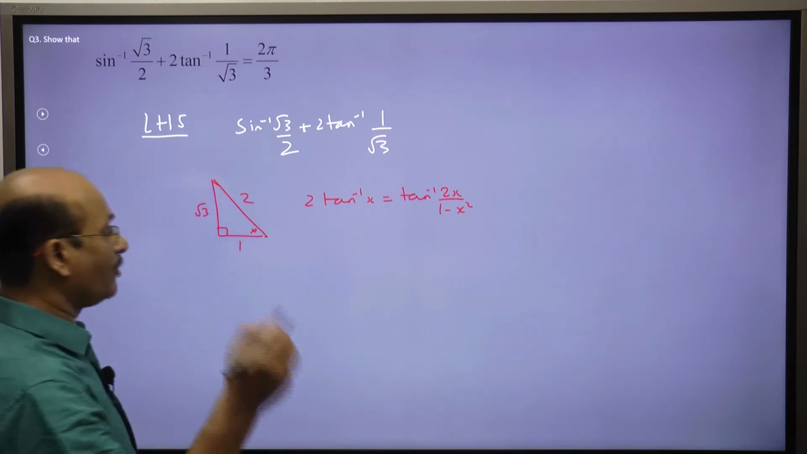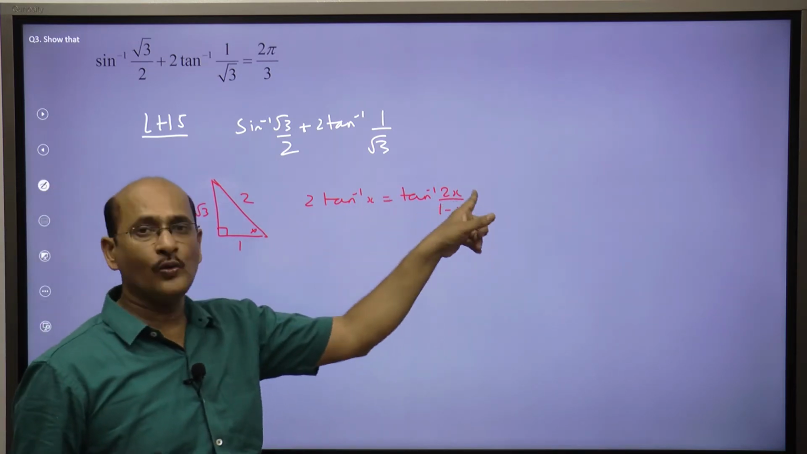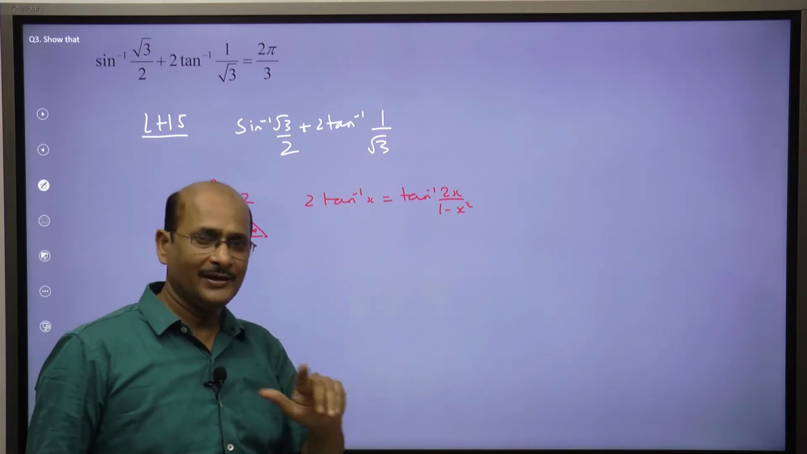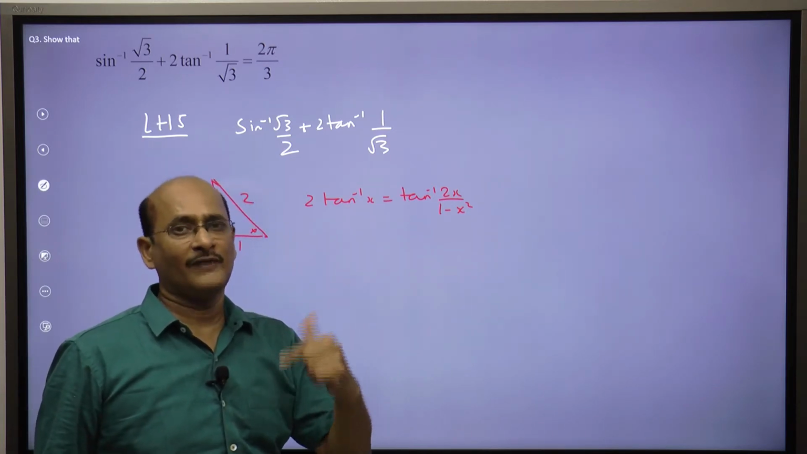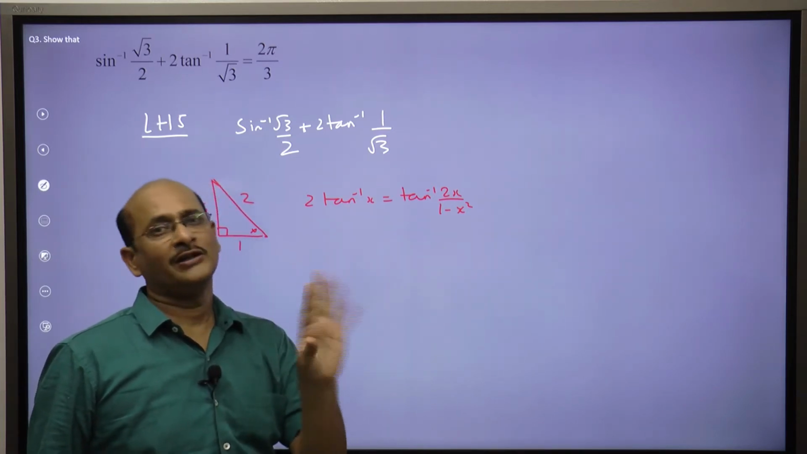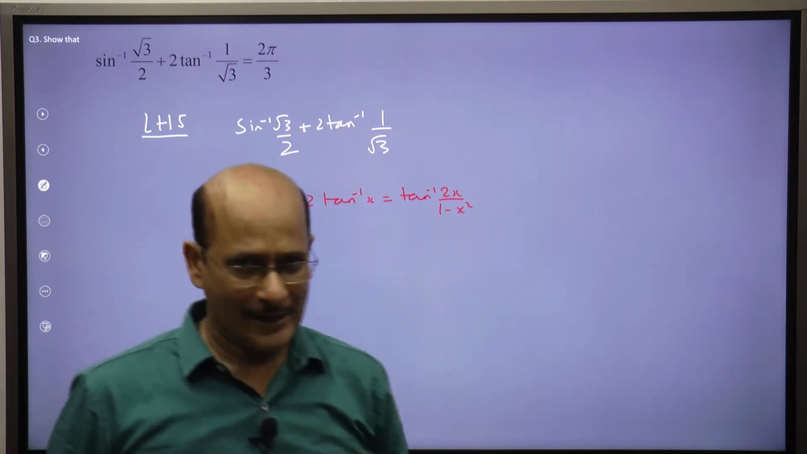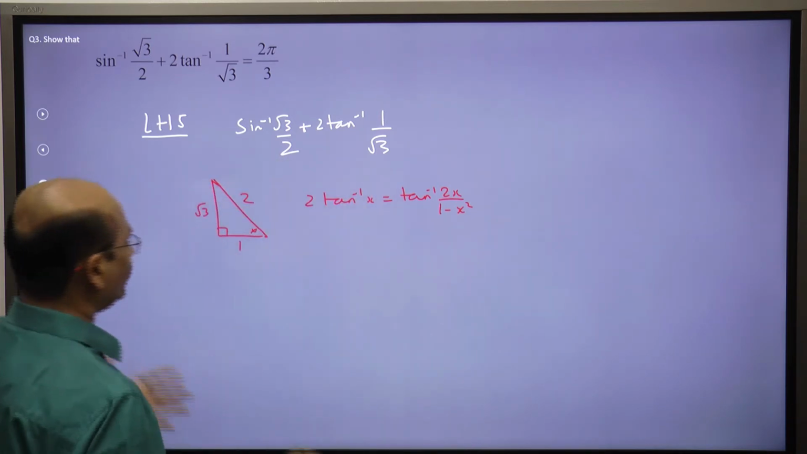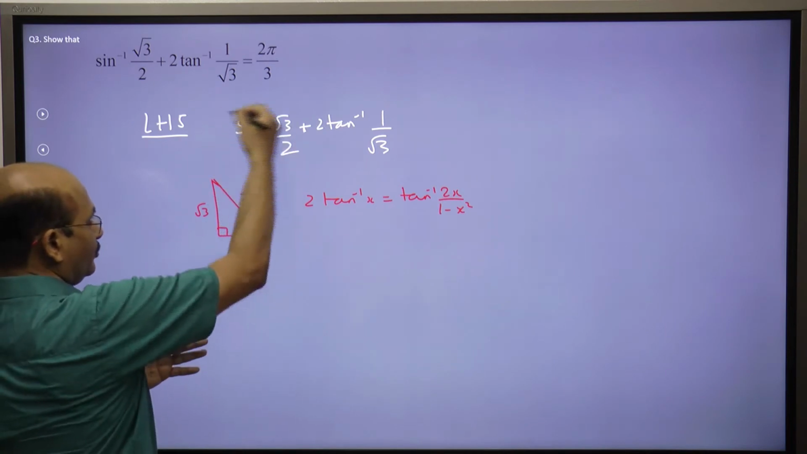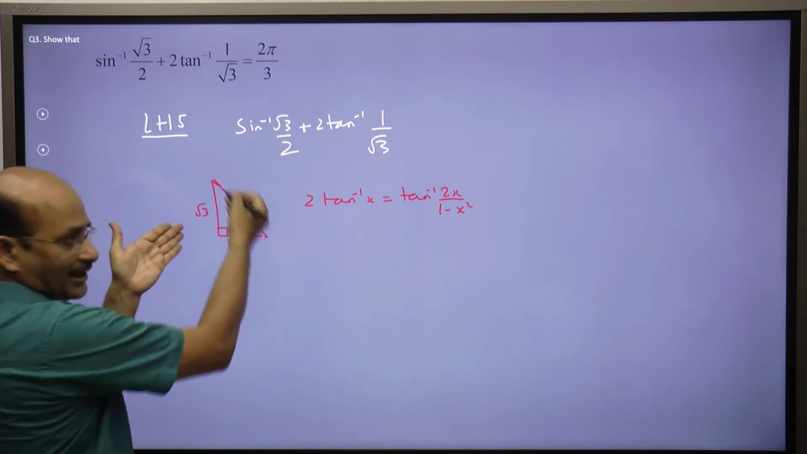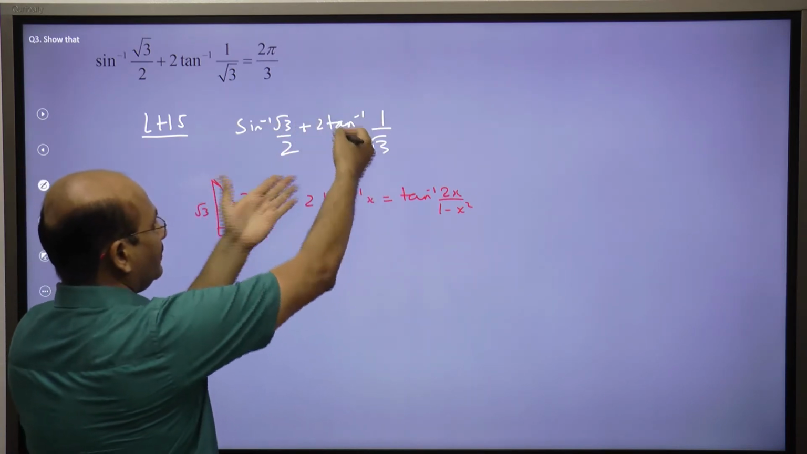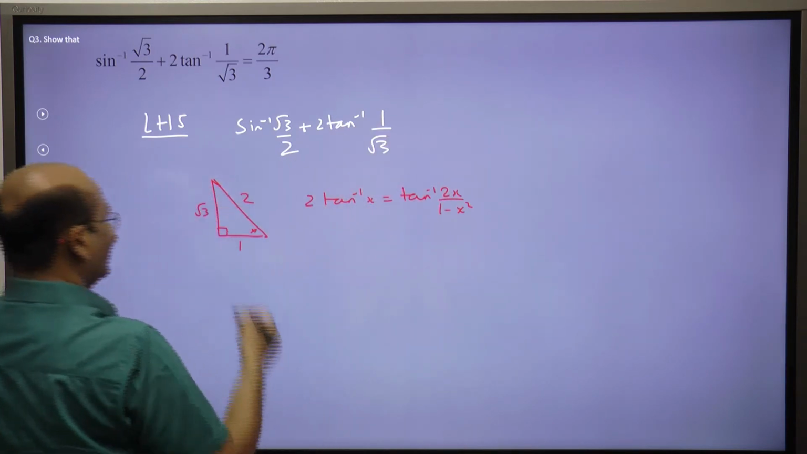Now if you remember those formulas, 2 tan inverse x is tan inverse 2x upon 1 minus x square, or sin inverse 2x upon 1 plus x square, or cos inverse 1 minus x square upon 1 plus x square. So basically what I am trying to do, understand, I am converting this into tan inverse by using the right angle triangle funda, and this by directly applying this formula. So let us see what happens now.